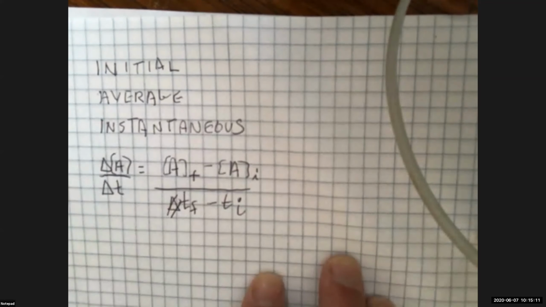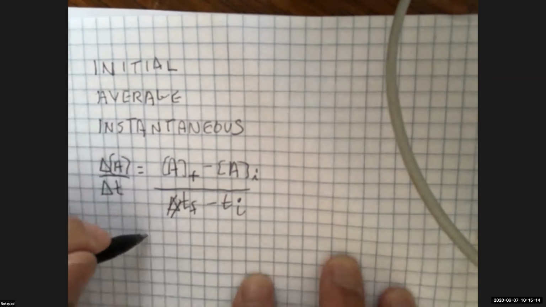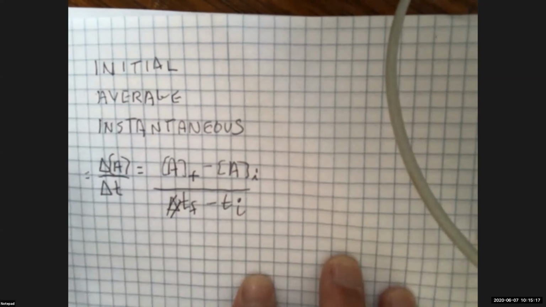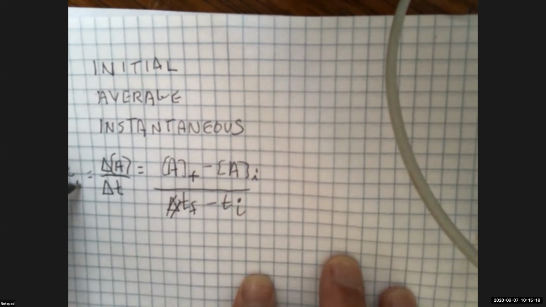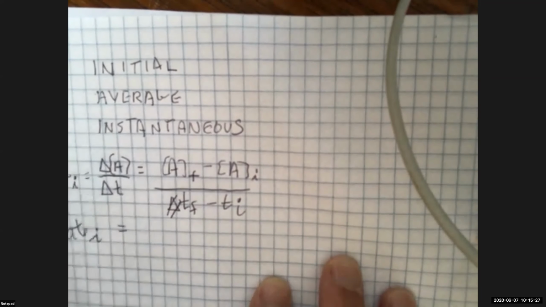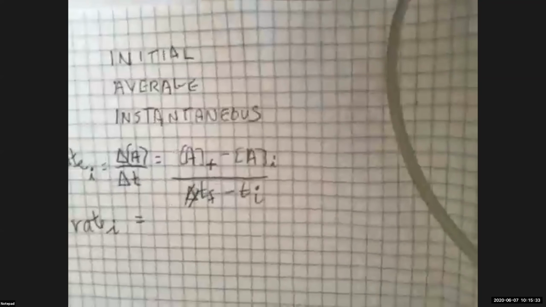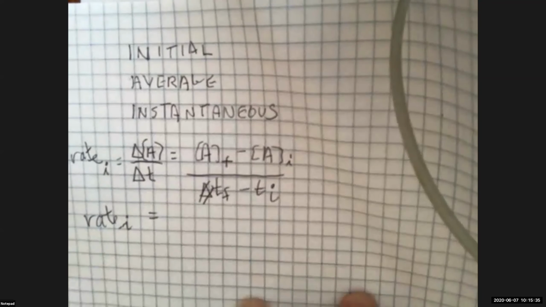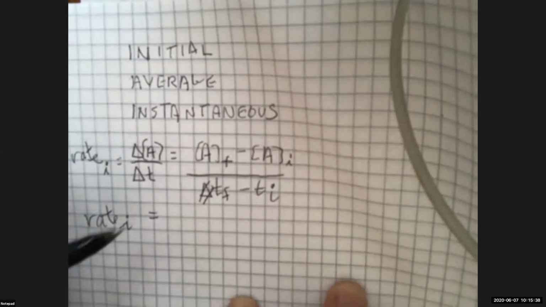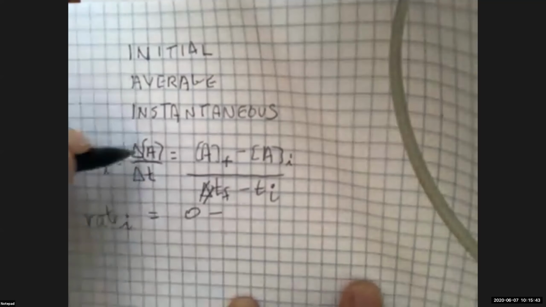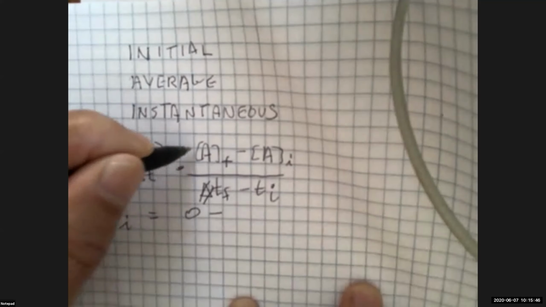So in this particular initial concentration, this is our rate, this is our initial rate. I'll put an I down here. So our rate initial is going to be the final concentration, which was 0 molecules, minus, remember there's a negative sign in front of all this, okay? We'll put a negative here.